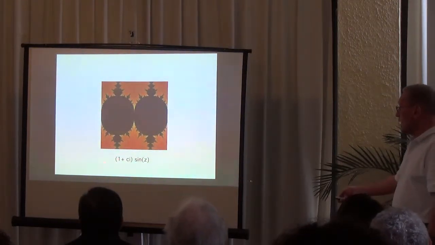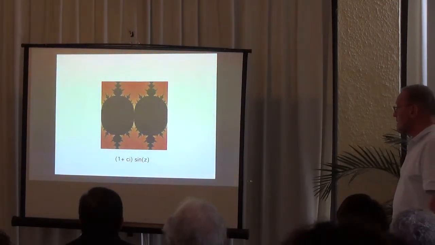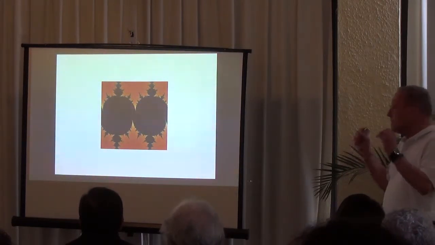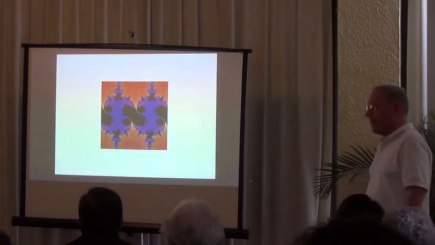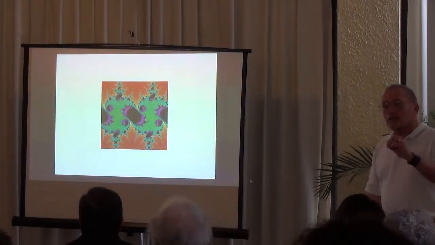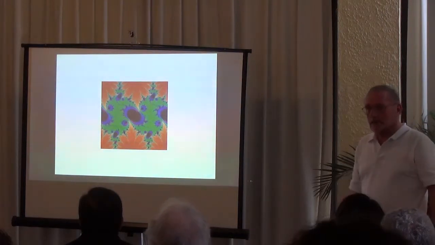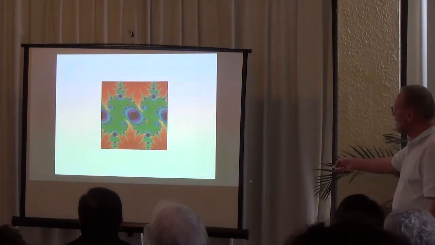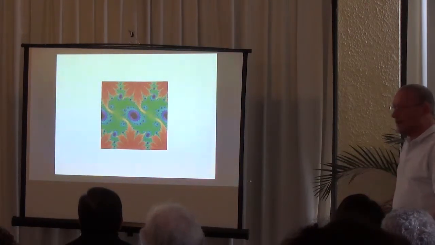I'm going to look at 1 plus c i sine z. There we are when c is 0. Suddenly, you see an explosion. And again, you see some black points there. Very often, they're not there because I'm only using a finite number of iterations. But you can see these spirals across it right there and right there.